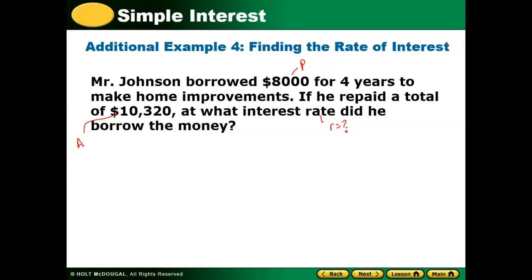Here's the thing, we're kind of working backwards in this case. In order to find rate, we have I equals PRT. So in order to find rate, I need to have my interest, my principal, and my time.